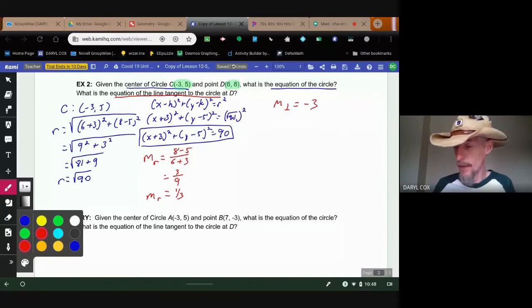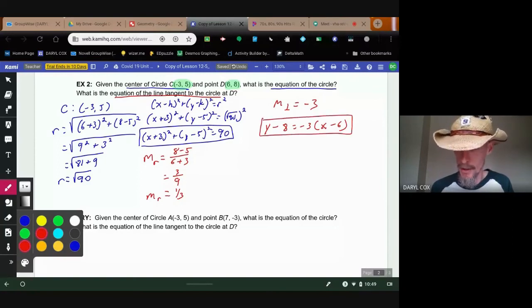So now that I've got that, I'm all set to finish off this problem. So my line is now y minus, using point D, 8 equals negative 3 times x minus 6. And did they ask me to put it in any particular form? No. So I'm not going to risk making mistakes. I'm going to leave it just like that. And there we go. There's our equation of a tangent line.